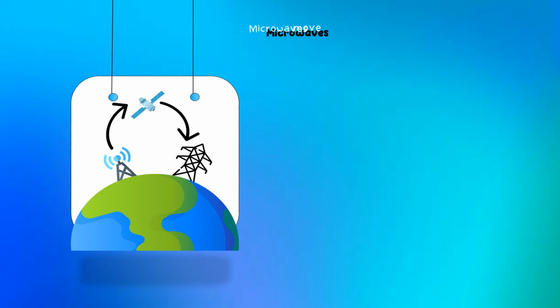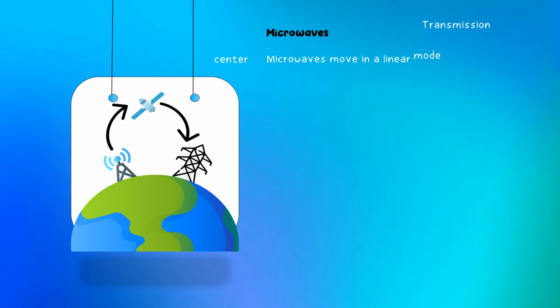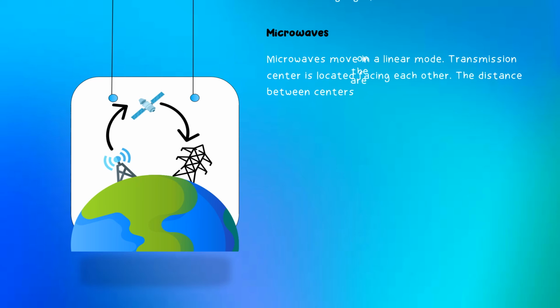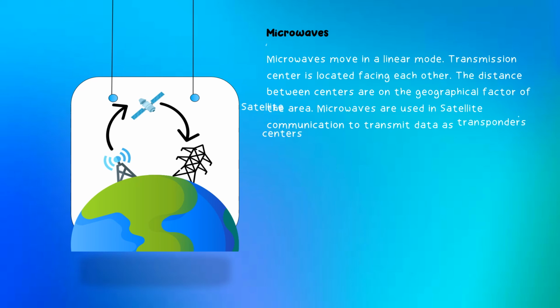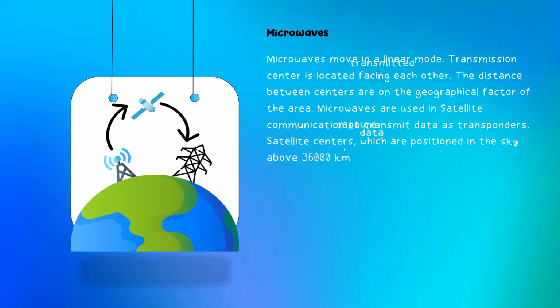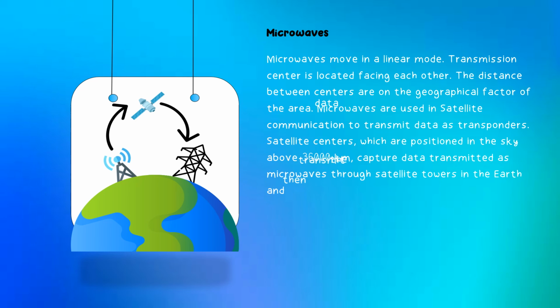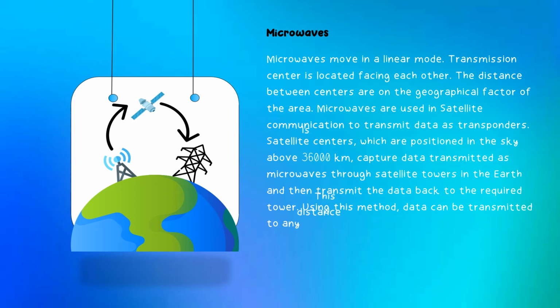Microwaves. Microwaves move in a linear mode. Transmission centers are located facing each other. The distance between centers depends on the geographical factor of the area. Microwaves are used in satellite communication to transmit data as transponders. Satellite centers, which are positioned in the sky above 36,000 km, capture data transmitted as microwaves through satellite towers on the earth and then transmit the data back to the required tower. Using this method, data can be transmitted to any distance. This is also used in internet communication.